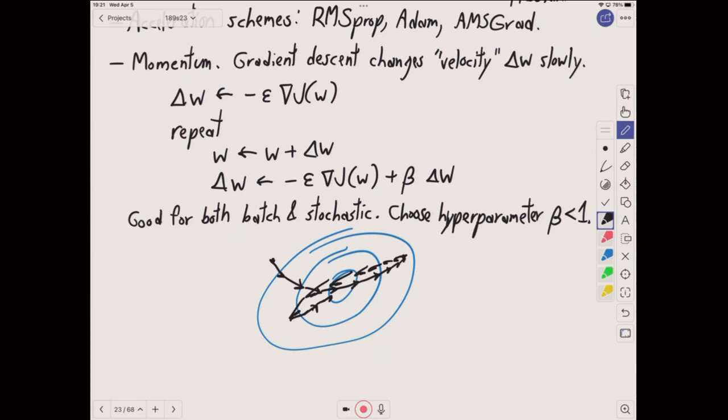Any questions about momentum? Are we putting a lot of trust on the gradients that we find in the early stages? Yeah, I don't think that's really what's happening.